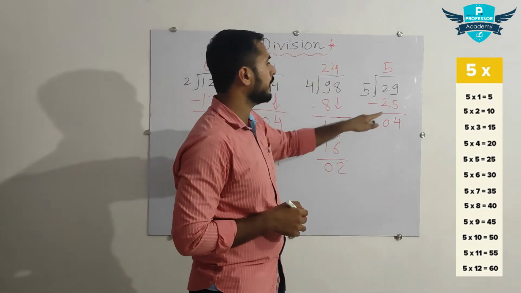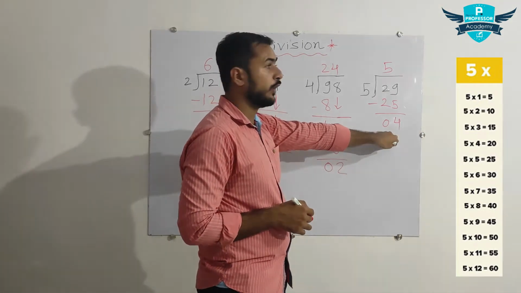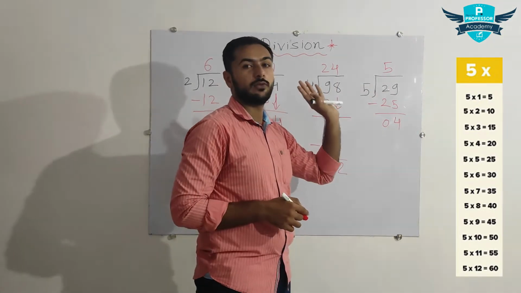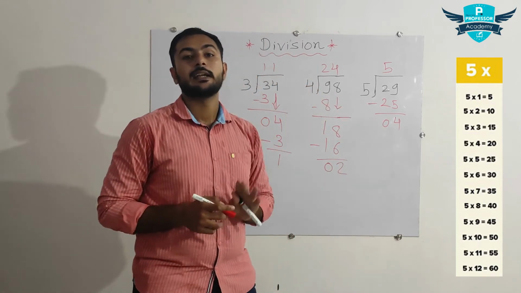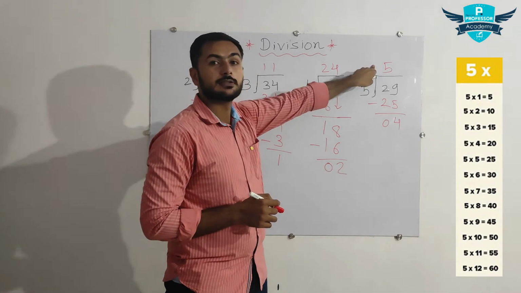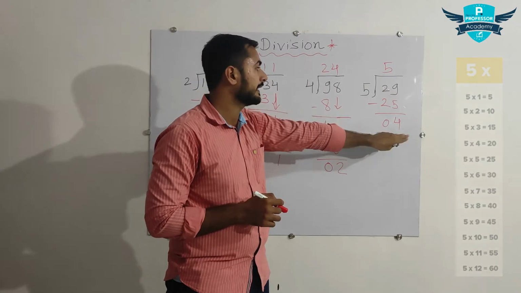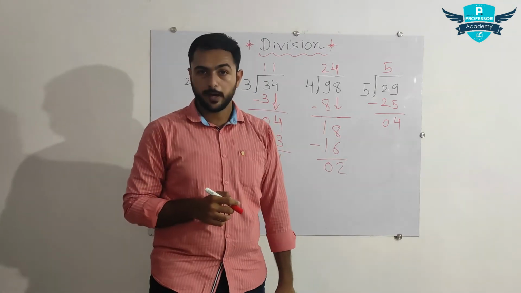Now we don't have a number in the dividend to bring downwards. So here is the 4. 4 is smaller than 5, smaller than the divisor. This is the divisor, this is the quotient, and this is the dividend. And the last one, 4, is the remainder.